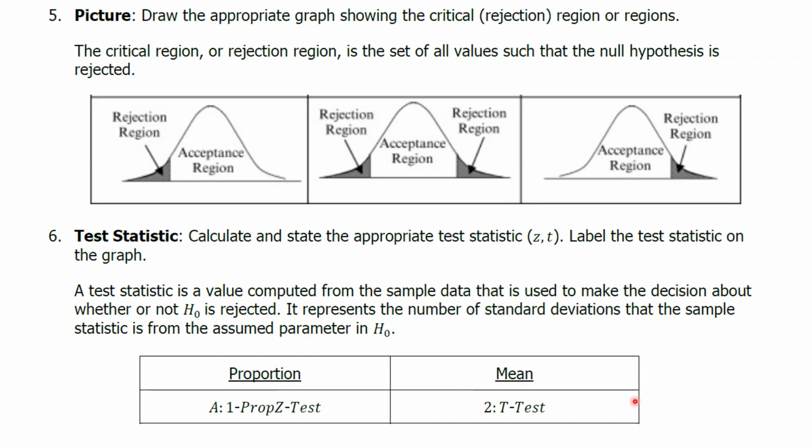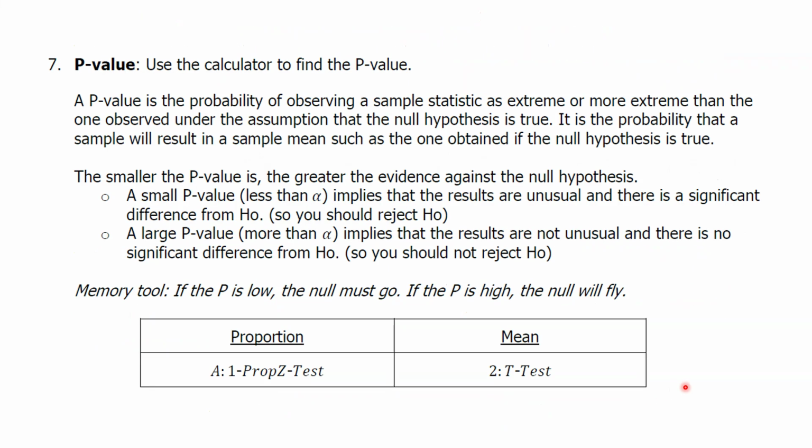Okay, so think of a z-score or t-score as something that measures how unusual my sample is. If it is very far from zero, then that's evidence against the null. So that's your test statistic. All right. And step 7 is our p-value.